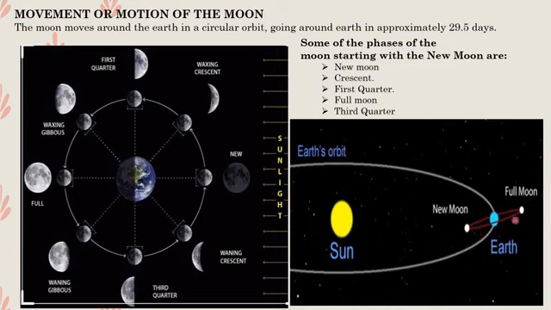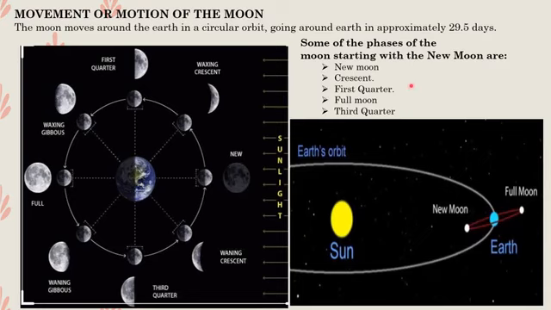Similarly, when the moon reaches this position of its orbit, it receives complete sunlight and there is no shadow of earth on the moon. If there is a shadow, then it is called an eclipse. If the moon's shadow is on earth, it will be called an eclipse, and if the earth's shadow is on the moon, then also it will be called an eclipse. Those things you are going to see in your next class. For now, this is the movement or motion of the moon.